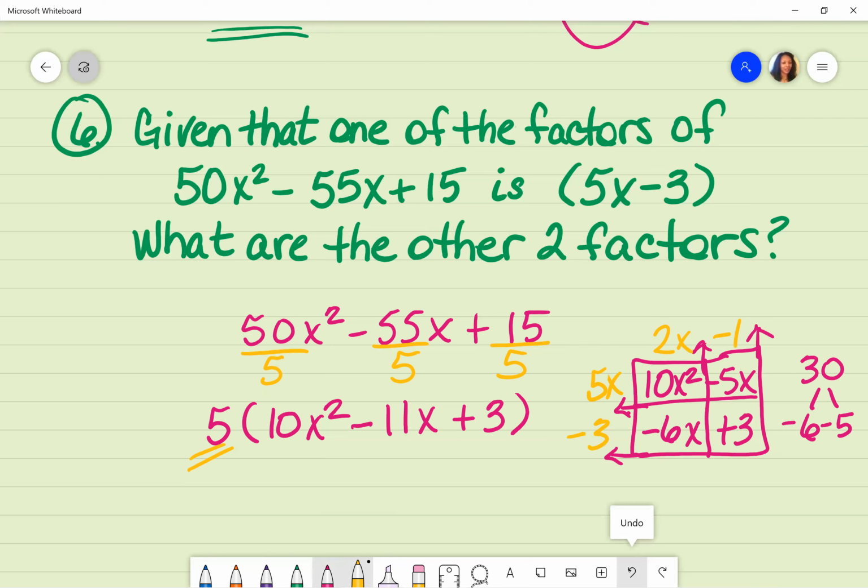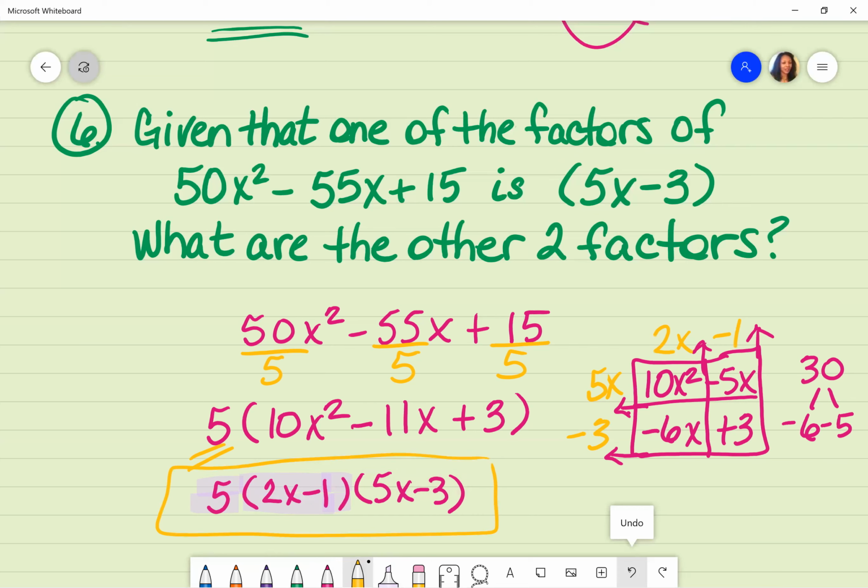So my final answer should be 5 times 2x minus 1. And again, it doesn't matter which one you use first. We were already given this 5x minus 3. We were given that in the problem. So this is my final answer. Actually, that's not my final answer. You were only asked to find 2. Your final answer was 5 and the quantity of 2x minus 1. But the entire answer is what I was trying to highlight to begin with.